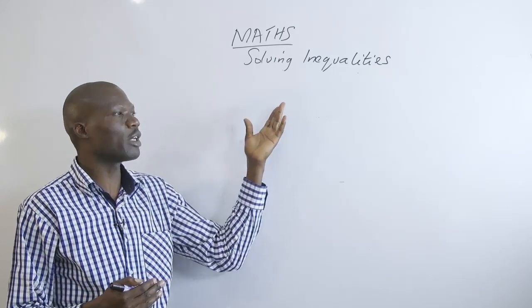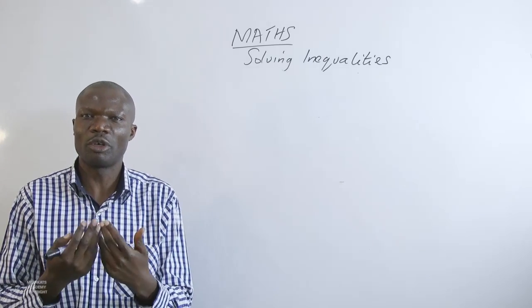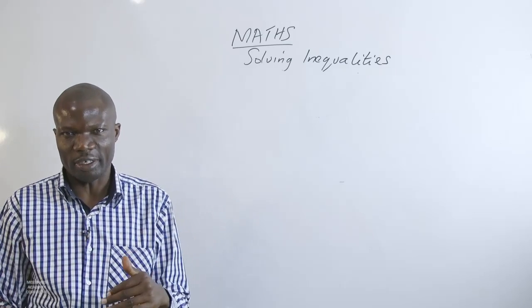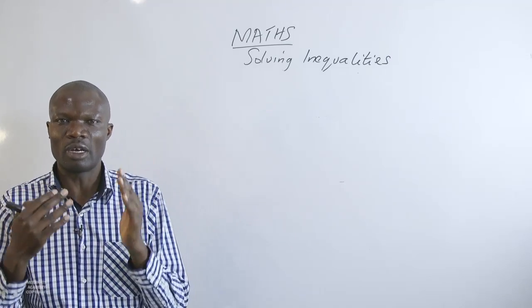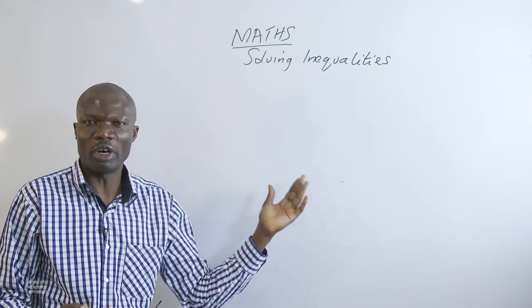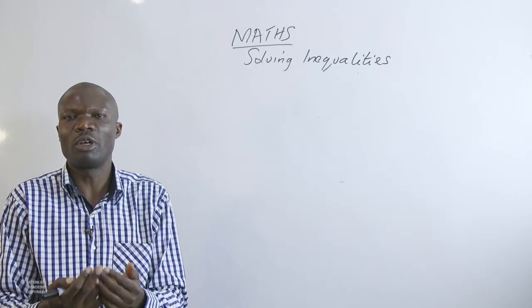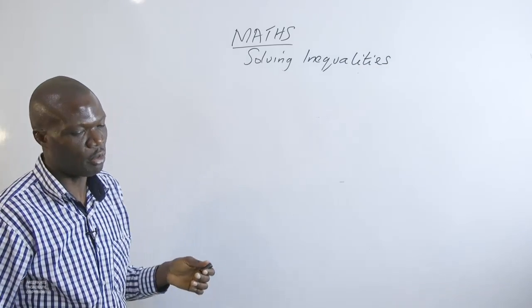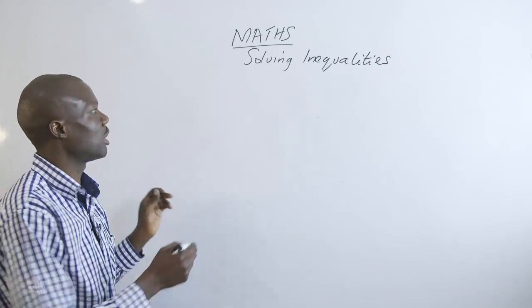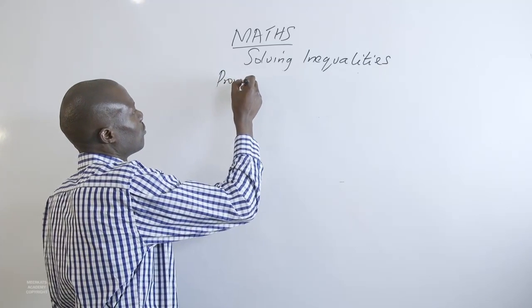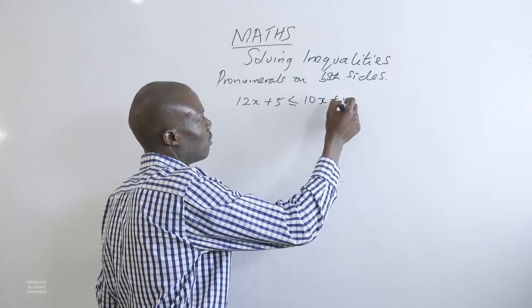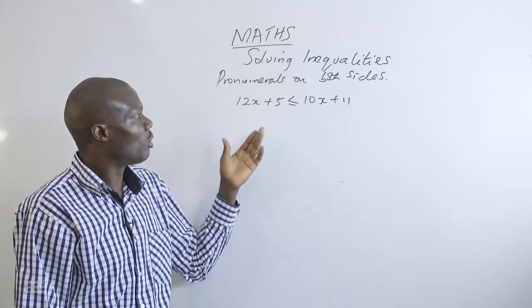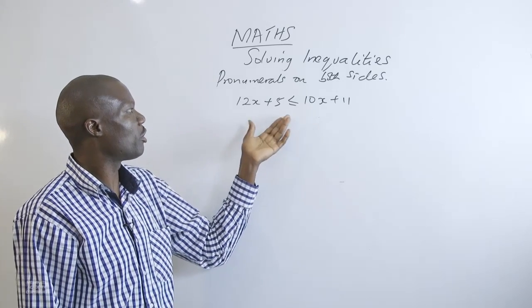In solving inequalities, the same way we solve equations is the same way we shall approach this. We need to collect the like terms. Then, after collecting the like terms, we move ahead and form a simple inequality that we can solve. So let us look at inequalities with pronumerals on both sides. This is just an example of pronumerals on both sides.